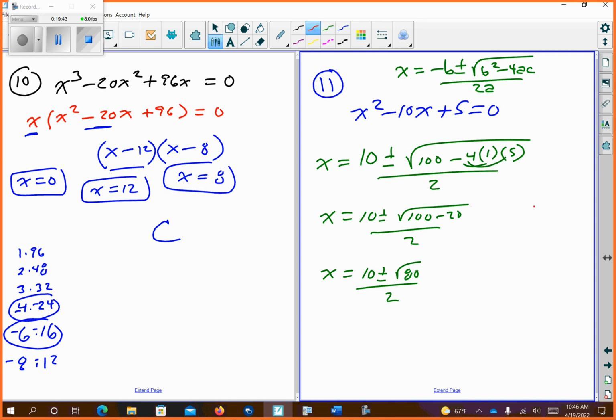Okay, then I need to break down root 80. Root 80 is going to be 16 times 5. Why didn't I use 4 and 20? Because 16 is the biggest perfect square. What's the square root of 16? 4. So I get 4 root 5. So 4 root 5 is going to go in place of root 80.